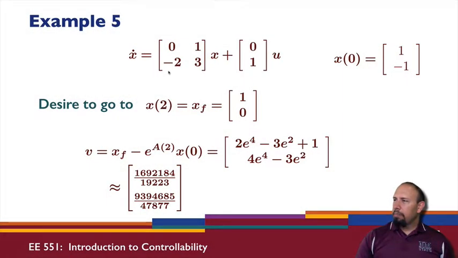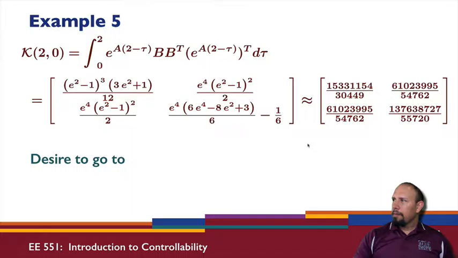Well, we'll look at a different example. Here's another system. Here's my initial condition. I want to go to this final condition. So again, I can compute my v, which is xf minus e to the At, where t final is 2, times the initial condition. And so I get this expression, which numerically gives approximately that. MATLAB gives you the rat function to get rational approximations of things, and those rational approximations are much simpler than writing out all 16 digits of the decimal value.